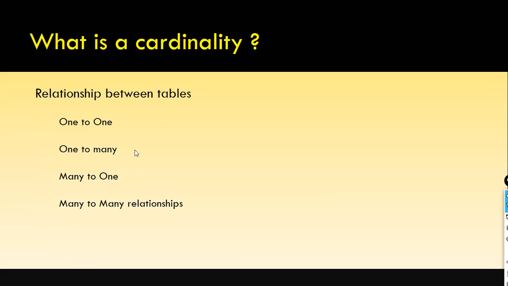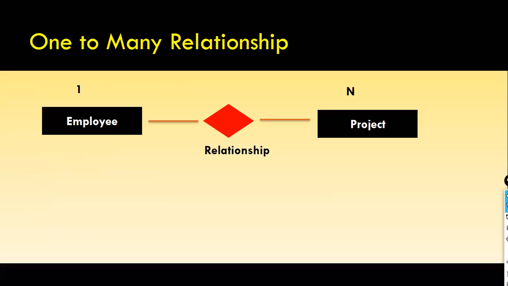And the next one is one-to-many. What is the example for one-to-many? A single employee can work on more than one project, right? A single employee can work on more than one project. Probably you would have seen while working with some software companies, right? Some 50% you would have been billed in some project, 50% you would have been billed in other project.